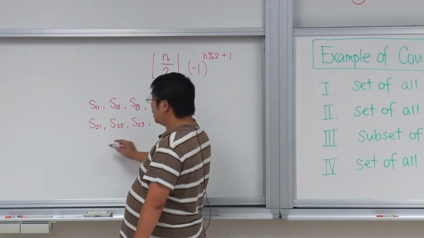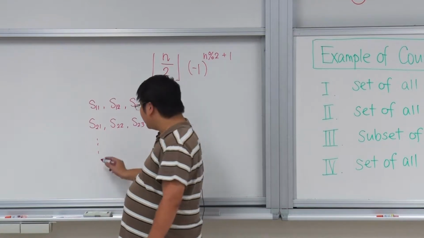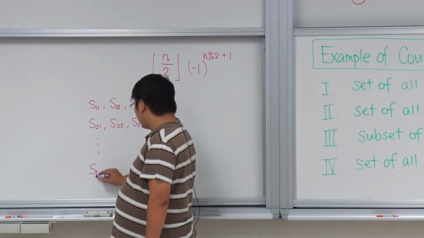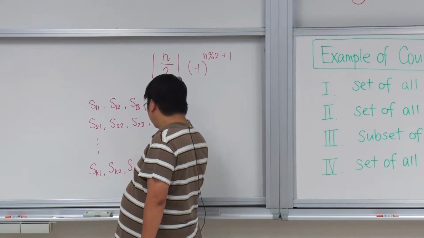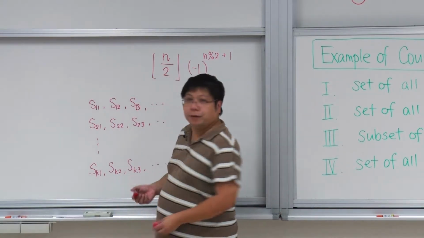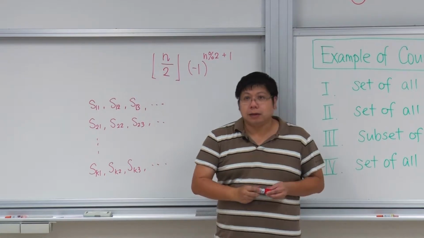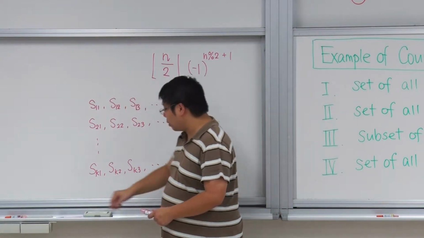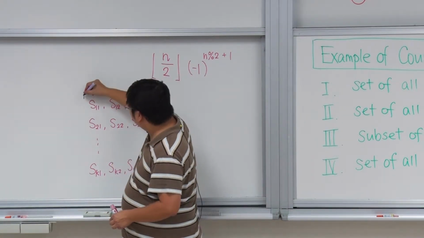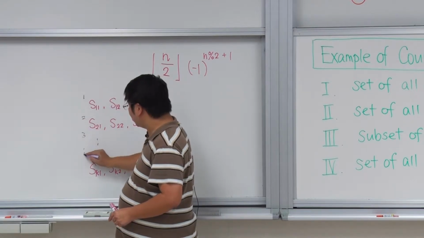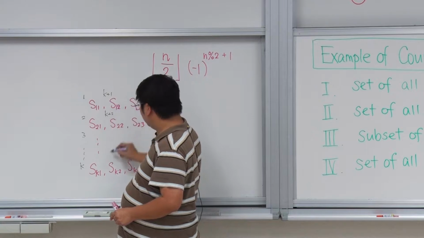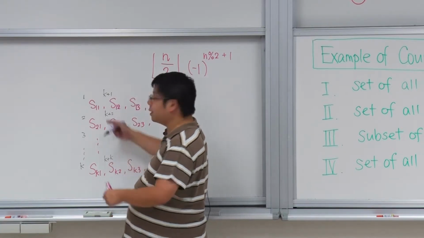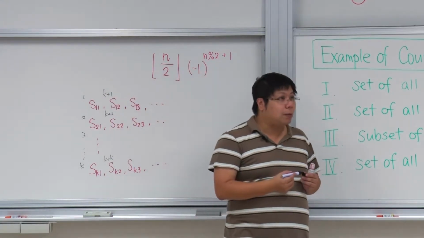And then let's say we have a finite number of countable sets, up to SK1, SK2, SK3, and so on and so forth. Then we can list them out in this way. This is going to correspond to 1, 2, 3, 4, up to k, and then k plus 1, k plus 2, up to k plus k, something like this, right? We can list them out one by one.